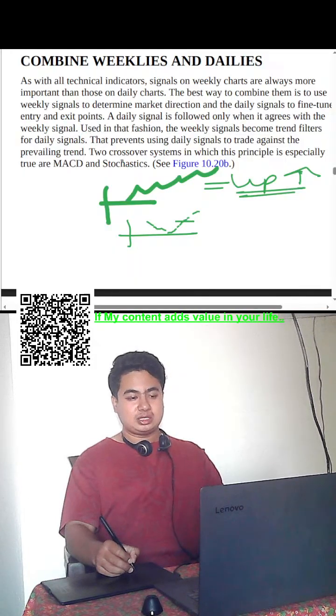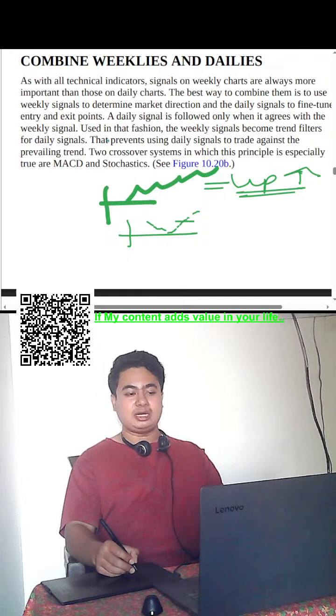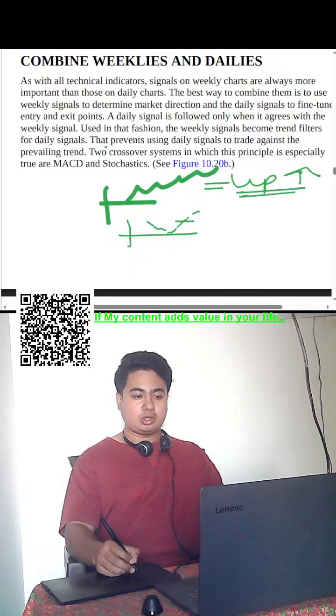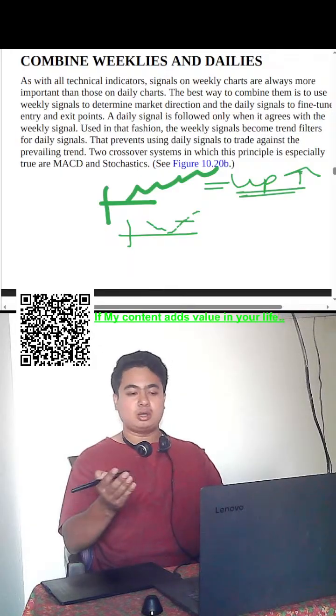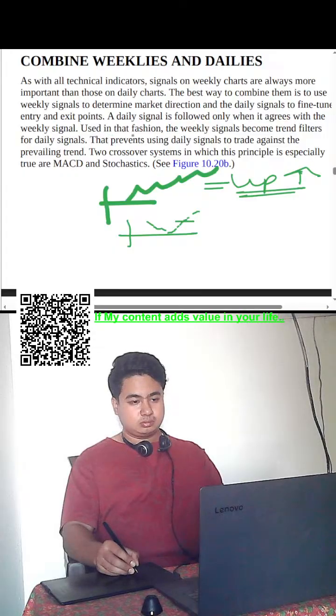So let's say there is this uptrend going on in the weekly chart. When you look into the daily chart and the uptrend is also going on there, then only you can enter. So both should be in correspondence to each other, right? Used in that fashion, the weekly signals become trend filters for daily signals. Okay, so understood. That prevents using daily signals to trade against the prevailing trend.